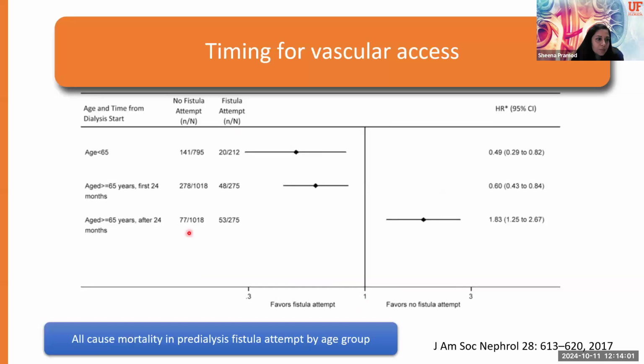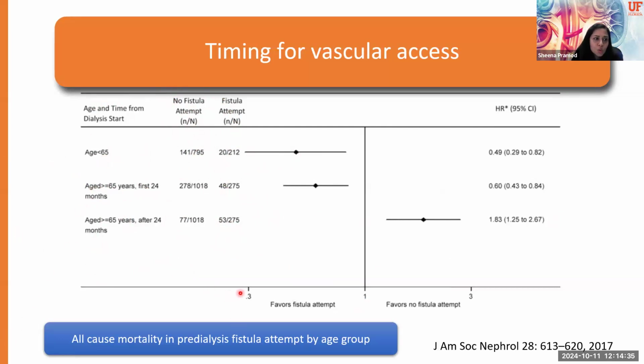What about the timing of vascular access? We say that the incident hemodialysis patients are starting with a catheter, but is there any benefit in pushing for that access to happen before? And they looked to see if patients who had been on dialysis for at least 24 months, and they looked at patients who had no fistula attempts and fistula attempts with regards to age.